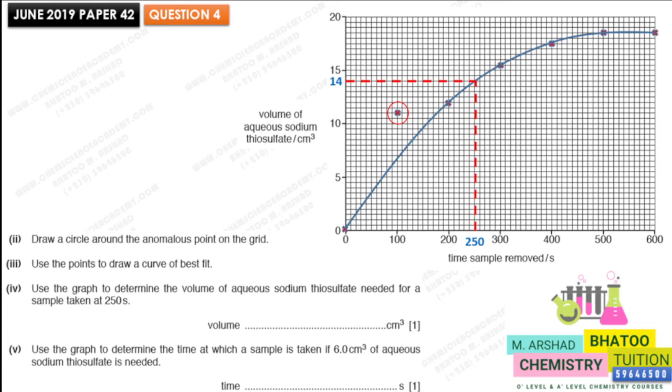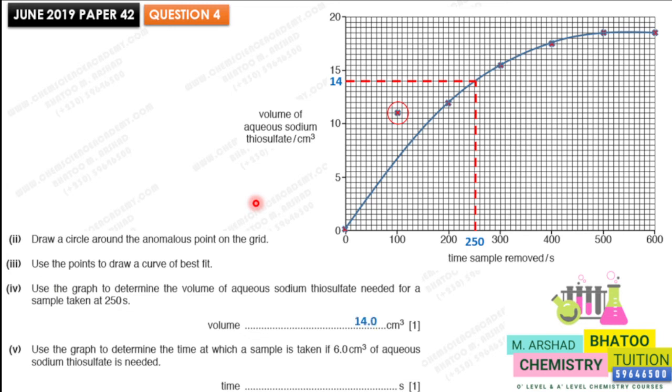The anomalous point, according to the marking scheme, is the point at 111. Right? C'est qu'il nous fait un circle là, effectivement. Alors, 13.5, ou bien 14, vient d'après l'épaisseur de ton graphe, de ton crayon plutôt. If you have been able to do it, dans sa range, allez.